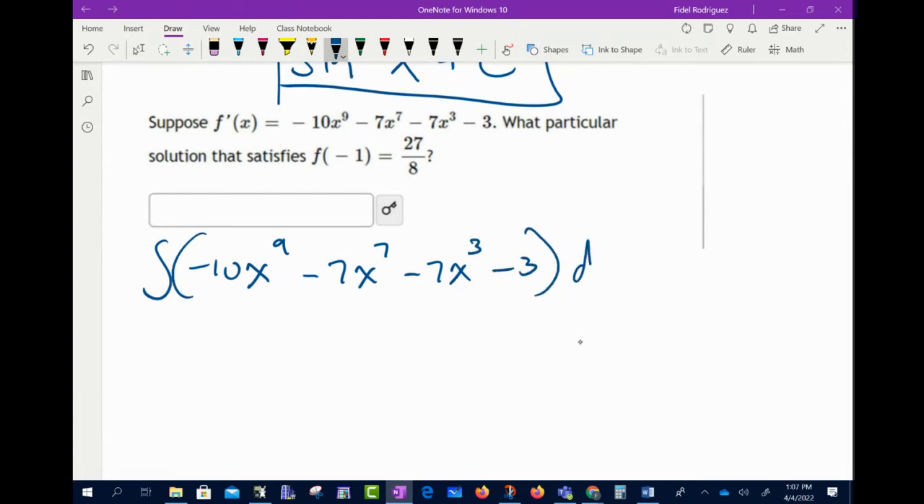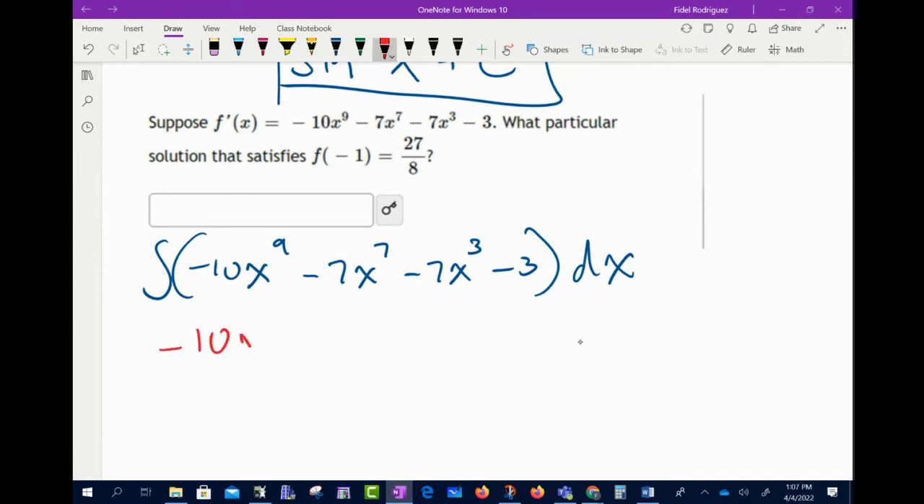Just a heads up. When you write these integrals, they always put it in parentheses just to let me know that I'm integrating the entire expression, not just that first one. Okay. So look, let's use our exponent rules.